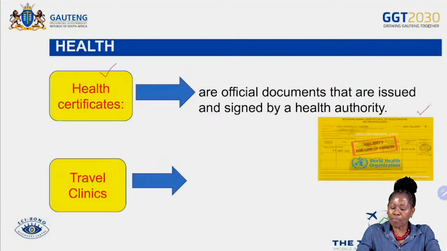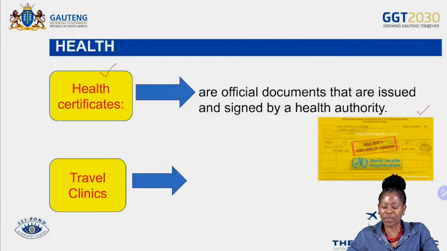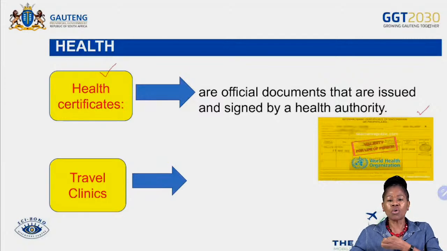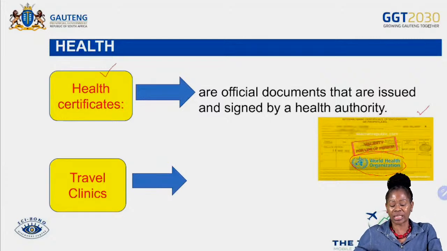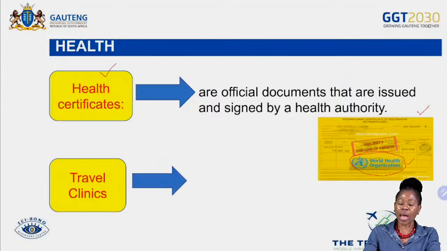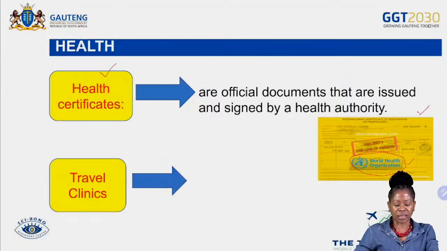And then I've got an example of an international certificate of vaccination or prophylaxis. This is an example of a certificate that will be issued to a tourist if ever they have been immunized or given a specific vaccination in order to be allowed to travel. And then it will have this sign. Remember, I was talking about the World Health Organization. So that certificate that will be given to a tourist after vaccination must have this logo of the World Health Organization.